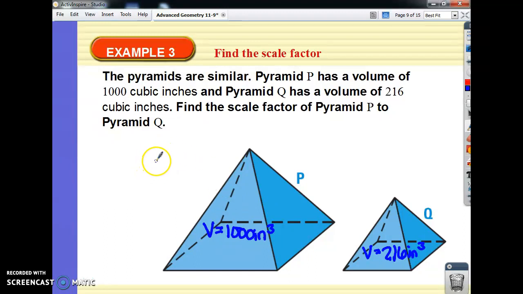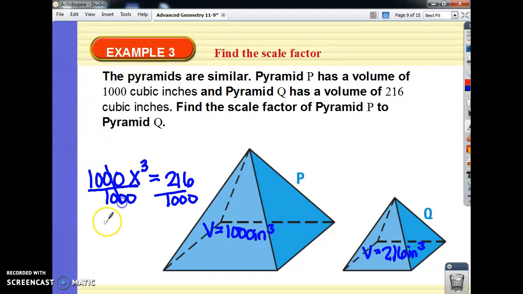So, what do we know? We know the volume of this one, we know the volume of this one. Well, just using what I already know in terms of math and not creating anything extra that you have to memorize, I know that if I took the volume of the first one and multiplied it by my scale factor cubed, I would get the volume of the second one, correct? So if I just take this and divide by 1,000, I would get that my scale factor cubed is 216 over 1,000.